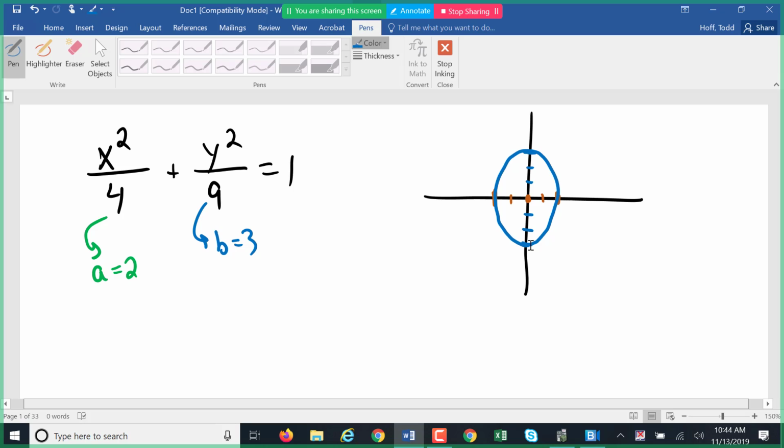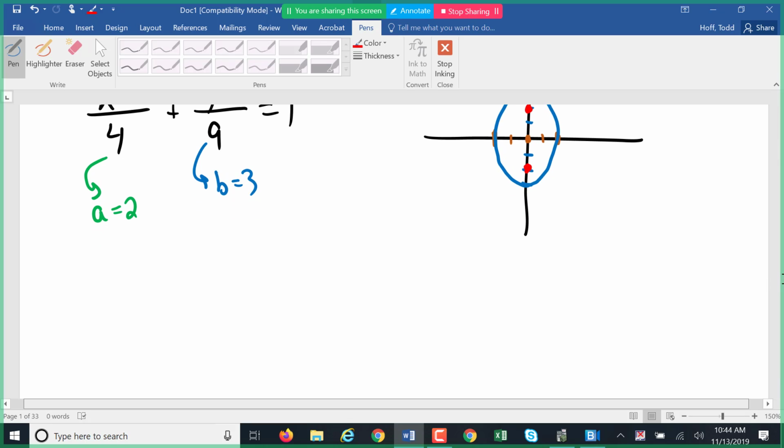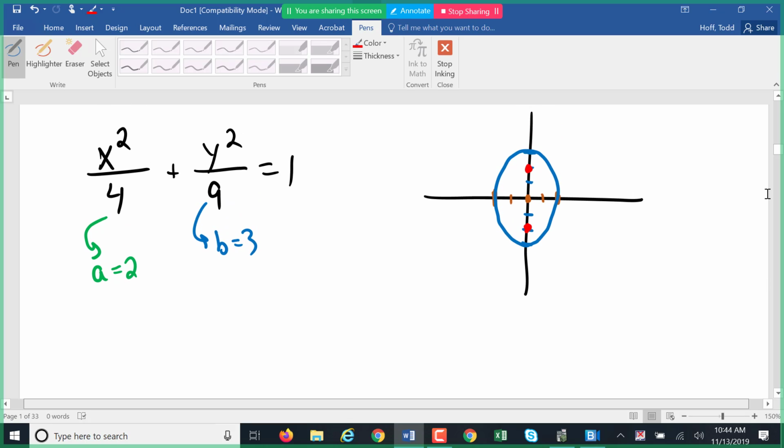Now this ellipse is elongated vertically. The vertical axis is the longer axis, so it can go either way. The longest axis determines the location of the foci. The foci of this ellipse are going to be on the vertical axis because that's the longer axis. If the horizontal axis is longer, then they would be on the horizontal axis. The distance from the center of the ellipse to the focus is going to be labeled C.